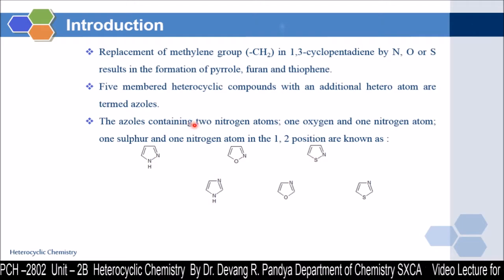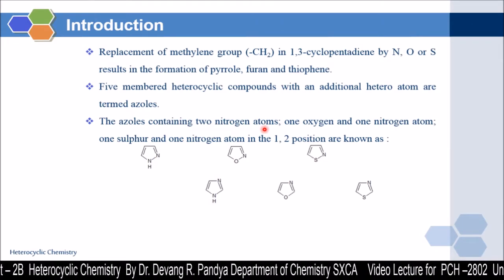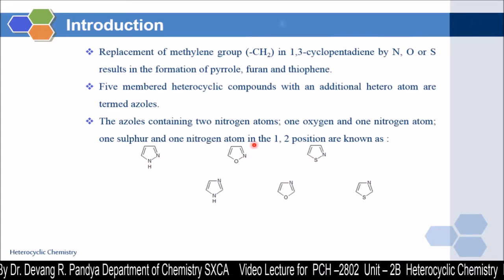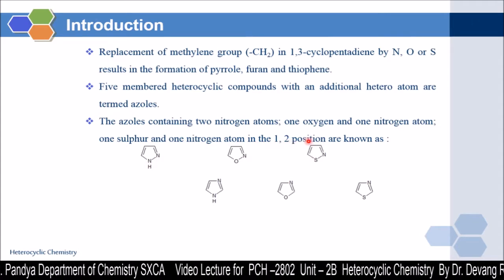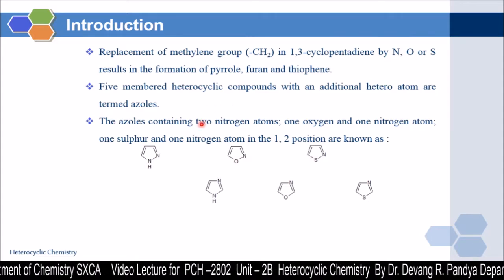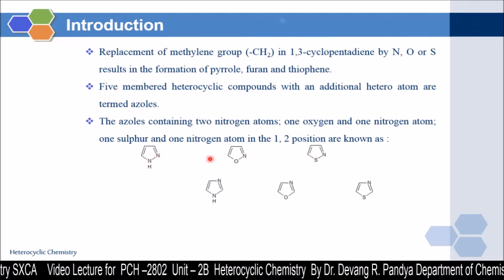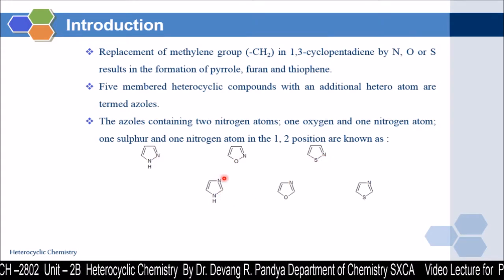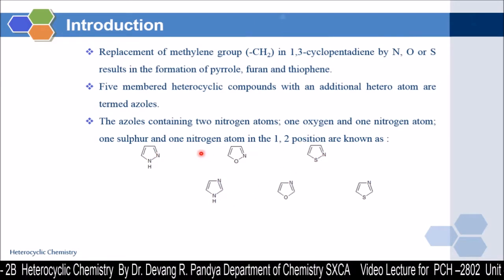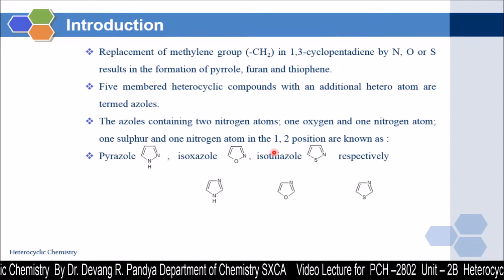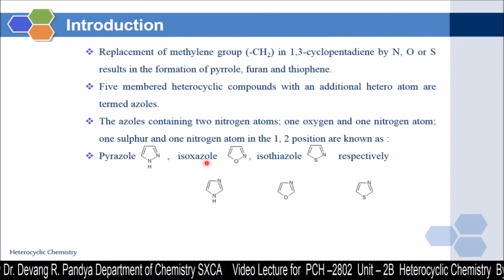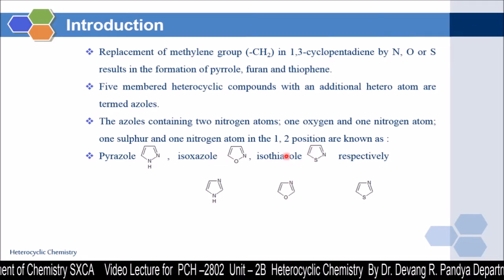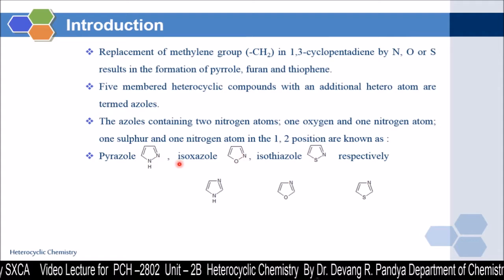The azole containing 2 nitrogen atoms, or 1 oxygen and 1 nitrogen atom, or 1 sulfur and 1 nitrogen atom in the 1,2 position are known as 1,2 azoles. They are 1,2 position nitrogen-nitrogen, 1,2 position oxygen-nitrogen, and 1,2 position sulfur-nitrogen. These are the examples of 1,2 azoles, and the compounds are pyrazole, isoxazole, and isothiazole. These are the 3 compounds which have 2 heteroatoms in 1,2 position in a 5-membered ring.